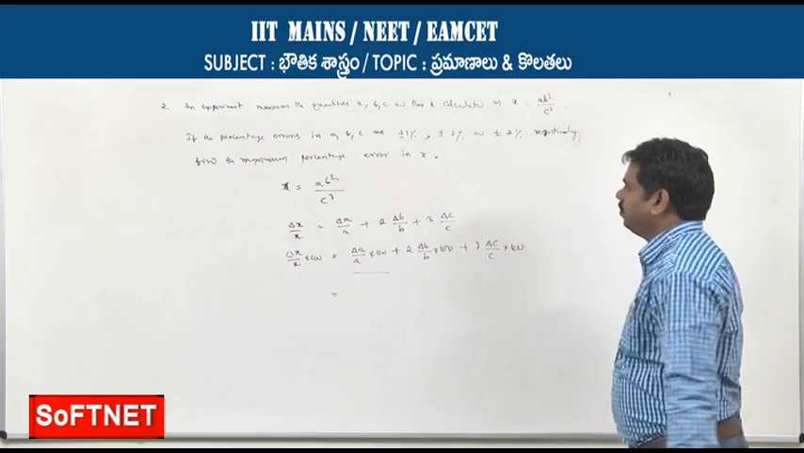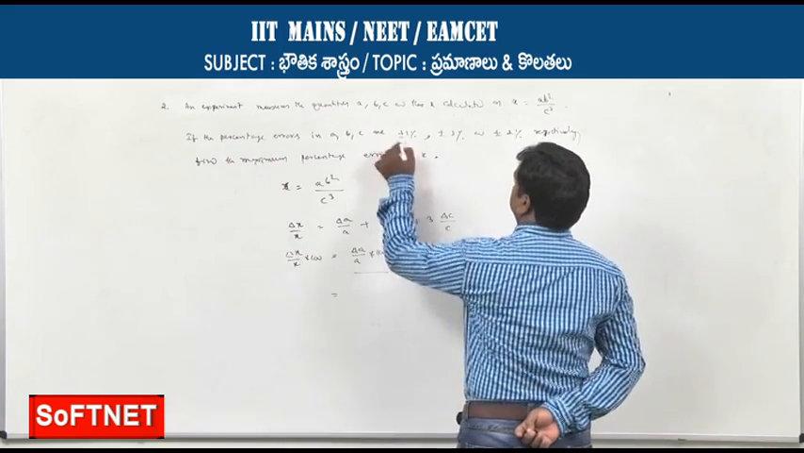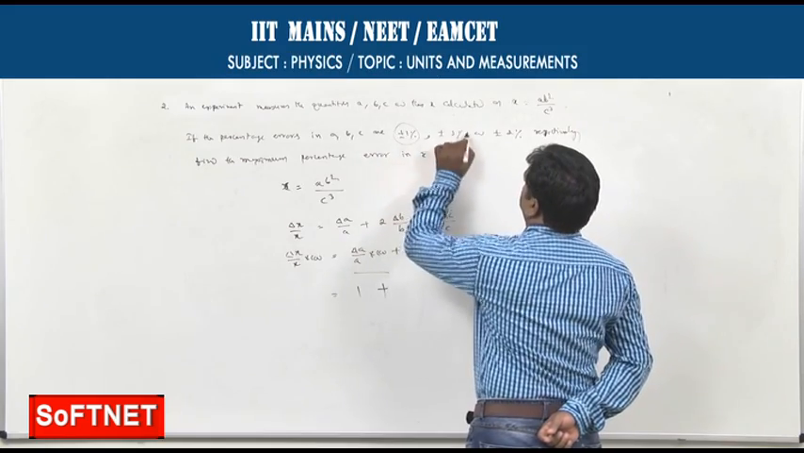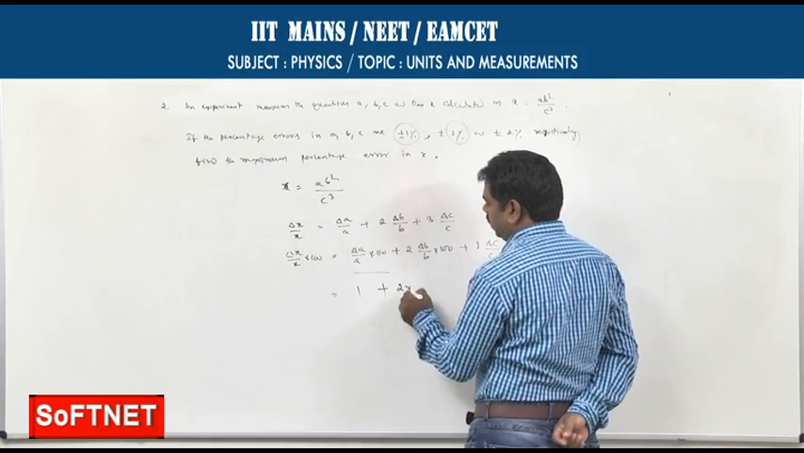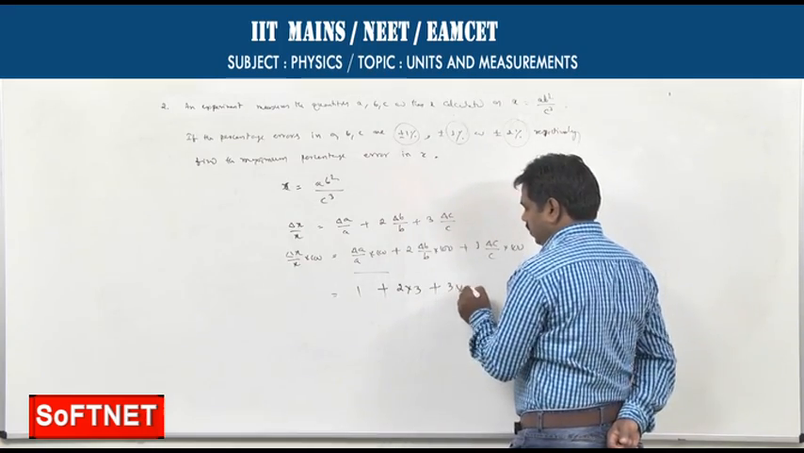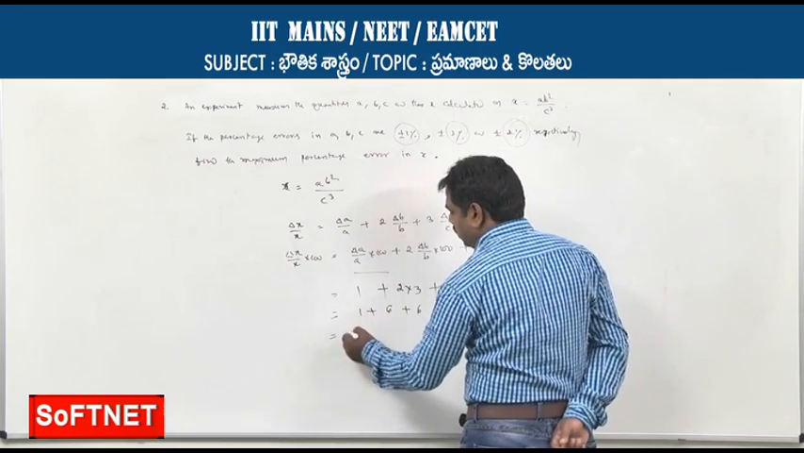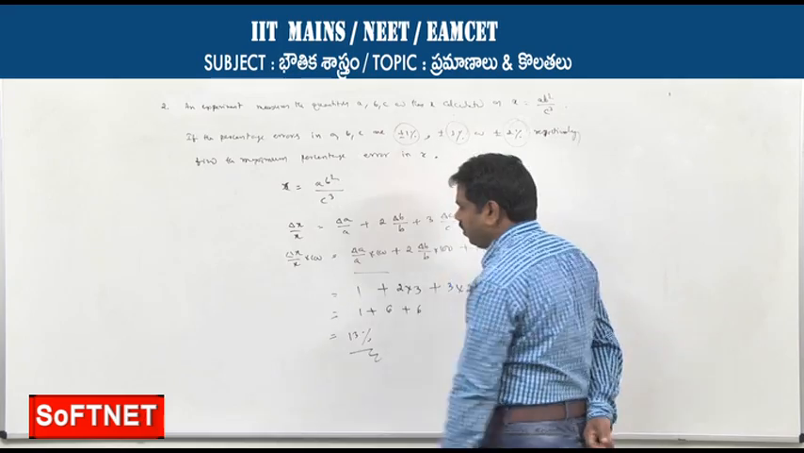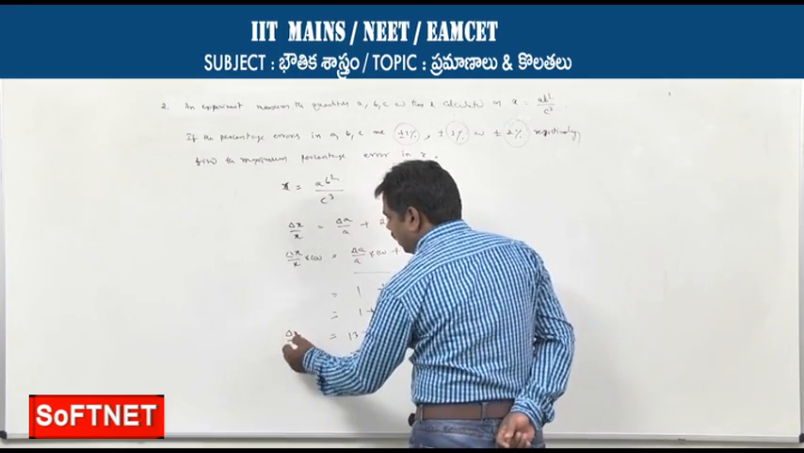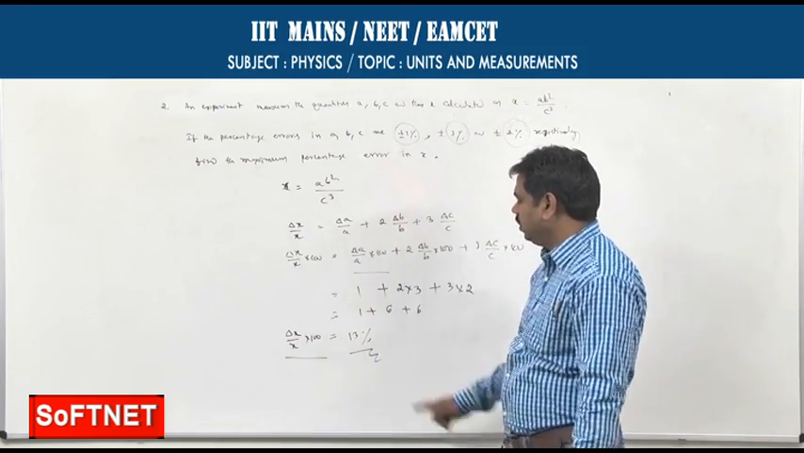From the given problem, the percentage of error in measuring A is given as 1%, plus in B it is given as 3%, that is 2 into 3, plus in C it is given as 2%, that is 3 into 2. That is equal to 1 plus 6 plus 6, that is, you will get 13%. This is the value of the percentage error in measuring X. Delta X by X into 100 is equal to 13%.